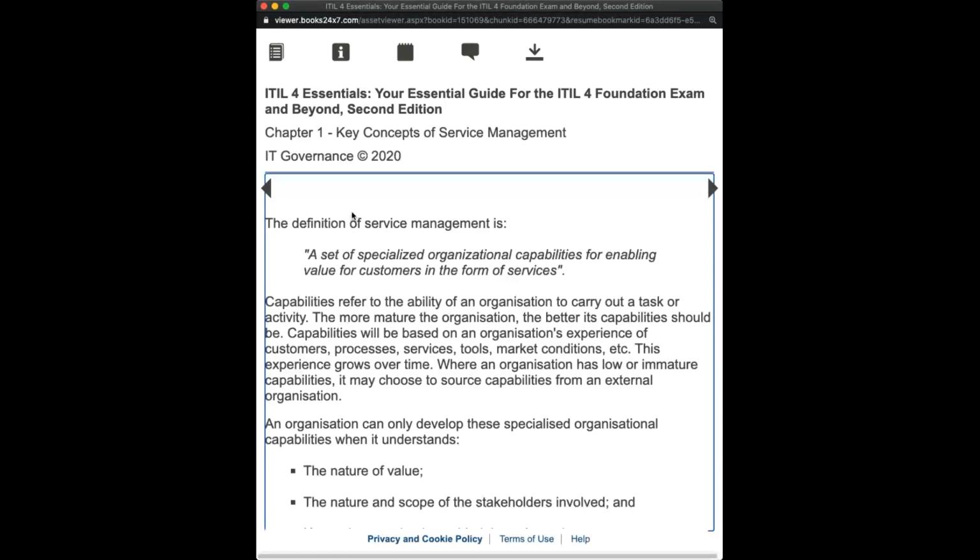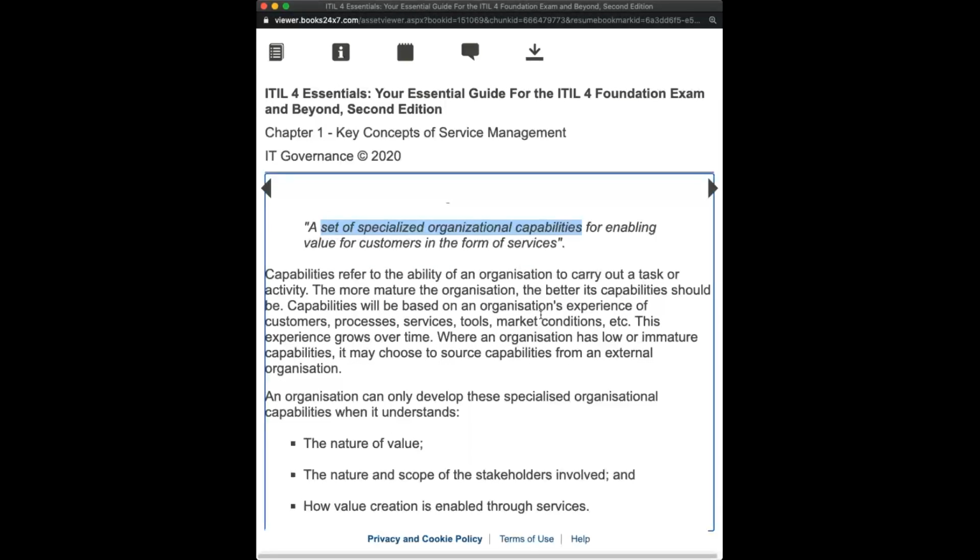So for the service management definition, it says it's a set of specialized organizational capabilities for enabling value for customers in the form of services. Okay. So you provide service to whom? To the customer. What do you provide? Value, right? And how do you enable that value? It's using this set of specialized organizational capabilities.